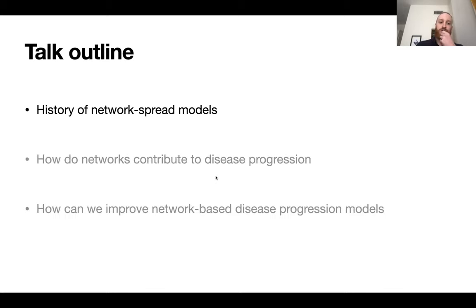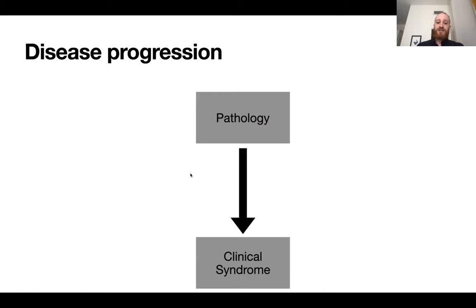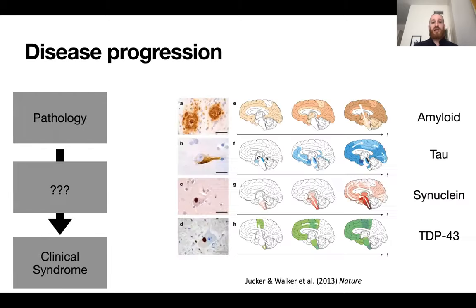So I'll start with a brief history. This might be a review for a lot of you, so I'll zoom through it. But obviously, our jobs would not be very interesting if there was an easy one-to-one correspondence between pathology and clinical syndromes. That's obviously not the case. Things are fairly complicated, but at least we do have something we can hang our hats on, which is the fact that most of these pathologies do seem to have a stereotyped path through the brain, where they start rather focally in one area, and then they travel through the brain in a fairly specific path.